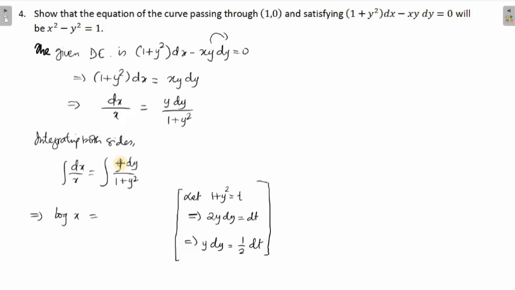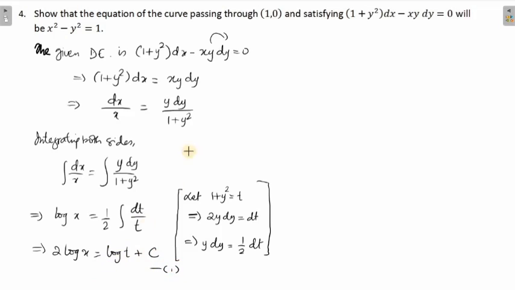Okay, so y dy is half dt, so half comes outside the integral sign, so we have integral dt divided by, this is how much? This is t, isn't it? 1 plus y square is given to be t. So bring this out here, so we get 2 log x. Okay, now integral dt by t is log t. Now let's put a constant of integration c.